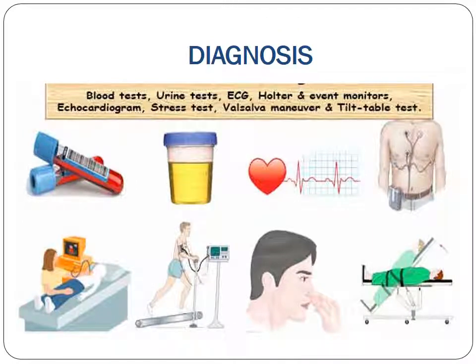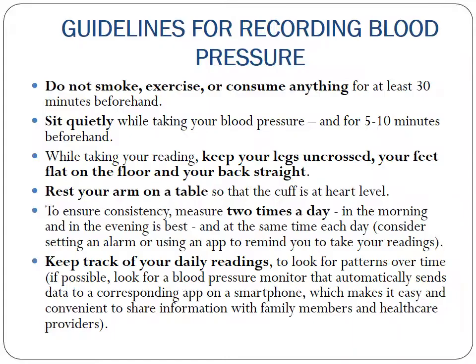It can be done through blood tests, urine tests, ECG, Holter and event monitors, echocardiogram, and stress test. The Valsalva maneuver is where you try to breathe out while holding your mouth and nose closed. And also a tilt table test, which will tell you when your blood pressure is dropping as the patient is in a tilted position, with the head tilted down or up. These are the various ways of checking when the patient is feeling these signs and symptoms.